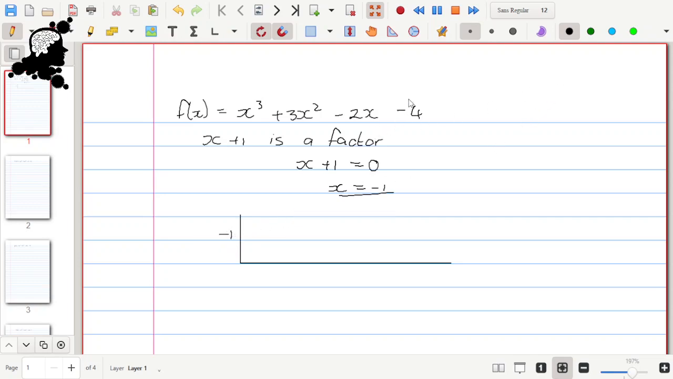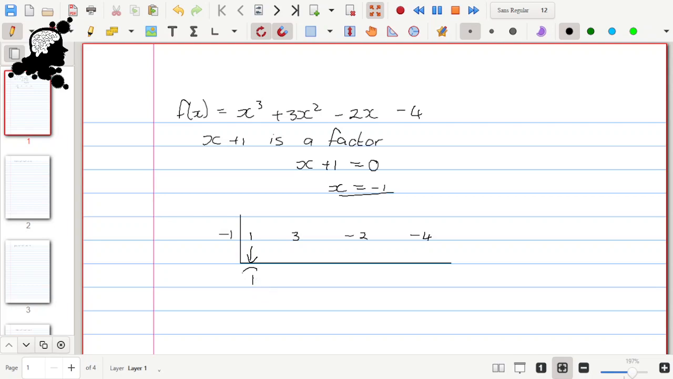What we then do is we write down the coefficients of the cubic expression in the division sign. So the coefficient of x cubed is 1. The coefficient of x squared is 3. The coefficient of x is negative 2. Our constant is negative 4. There we are. So the first thing we do is the 1, which is the first term, will always be dropped. It comes down as it is.